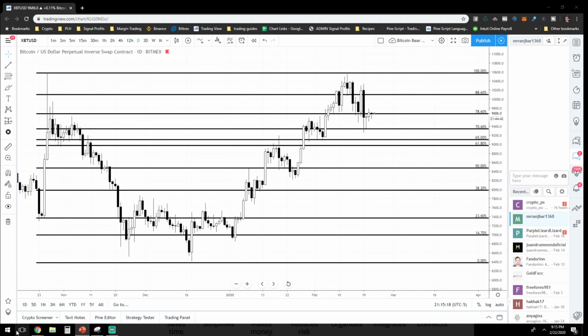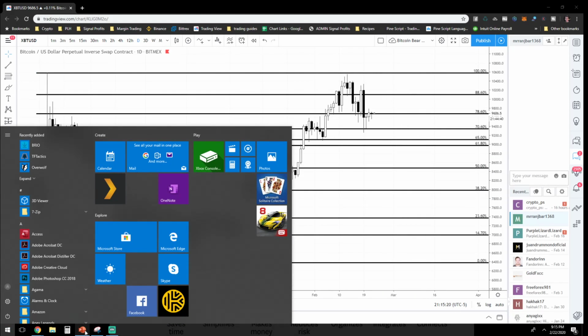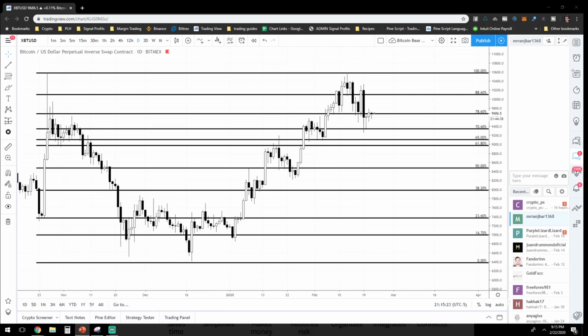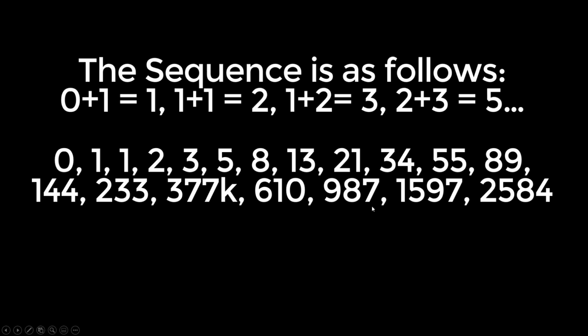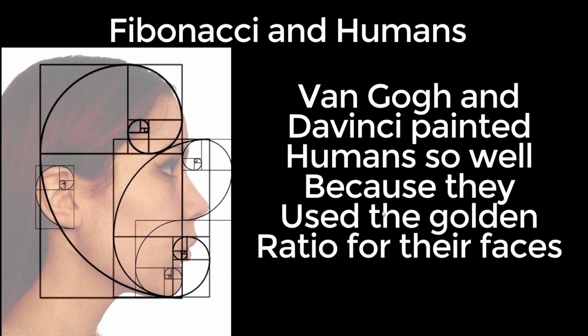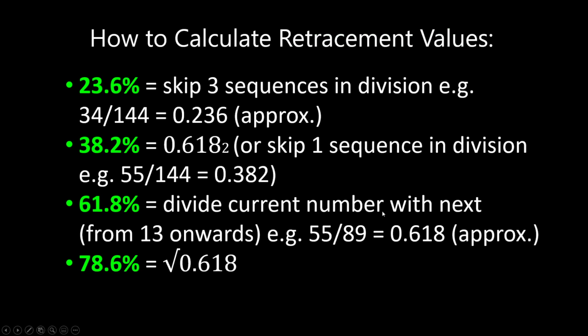Whoops. Where did my little thing go? All right. I minimize that, so give me 1 second. All right. Okay, so that's how we get that 23.6 in nature, okay? So let's go back here.